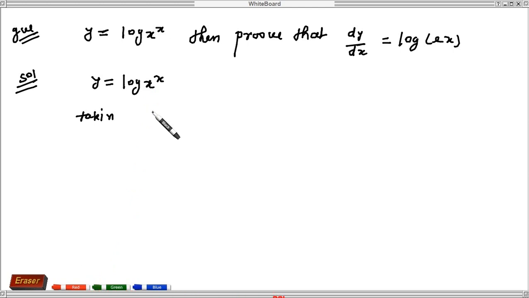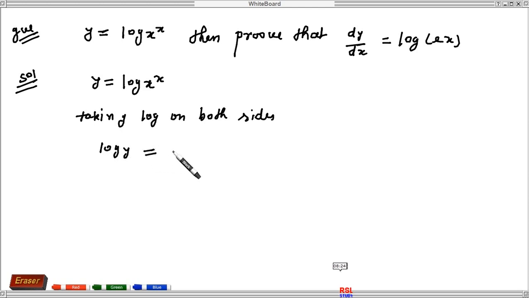Now taking log on both sides. So that will be log y equals log (log x) power x.